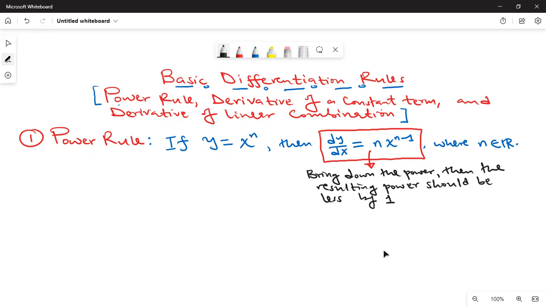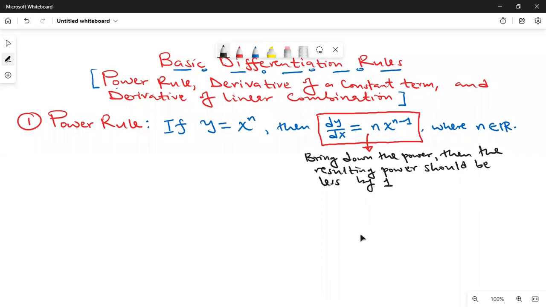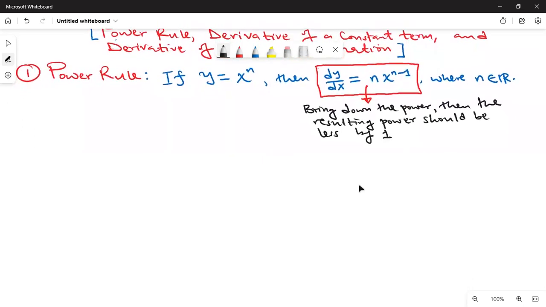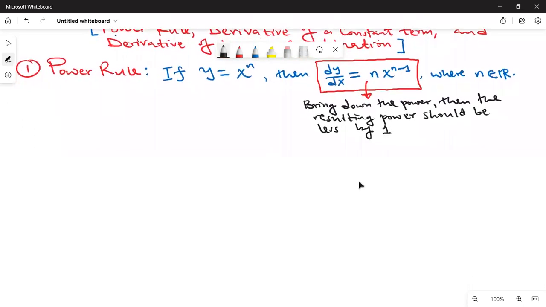And these rules are formulas. Somebody might be wondering, where do we get this formula from? This formula is derived from the first principle of differentiation. So we can derive it. I can write here derivation. We want to derive that formula or prove the formula.